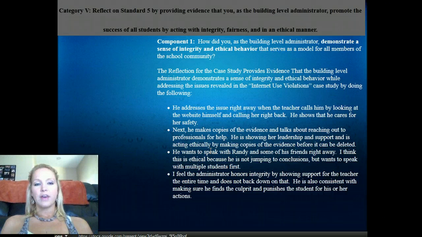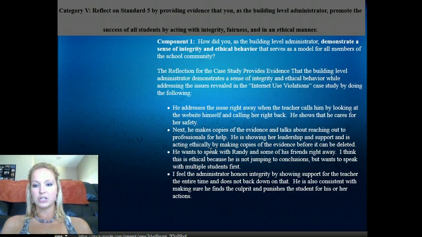Category 5. Reflect on Standard 5. Component 1. How did you, as the building level administrator, demonstrate a sense of integrity and ethical behavior? The reflection for the case study provides evidence that the building level administrator demonstrates a sense of integrity and ethical behavior while addressing the issue revealed in the Internet use violation case study by doing the following. He addresses the issue right away. When the teacher calls him, by looking at the website himself and calling her right back, he shows that he cares for her safety. Next, he makes copies of the evidence and talks about reaching out to professionals for help.